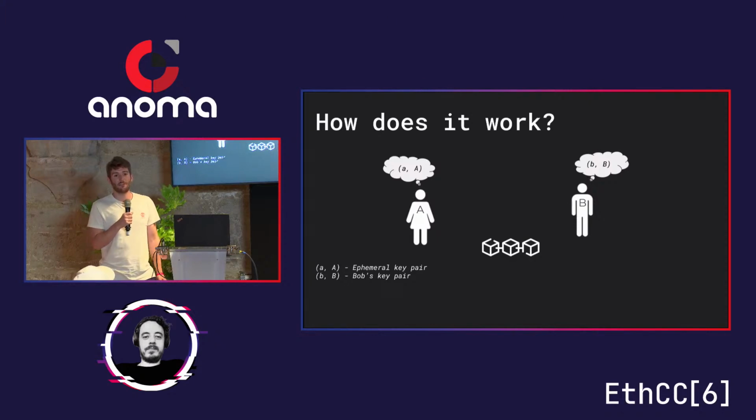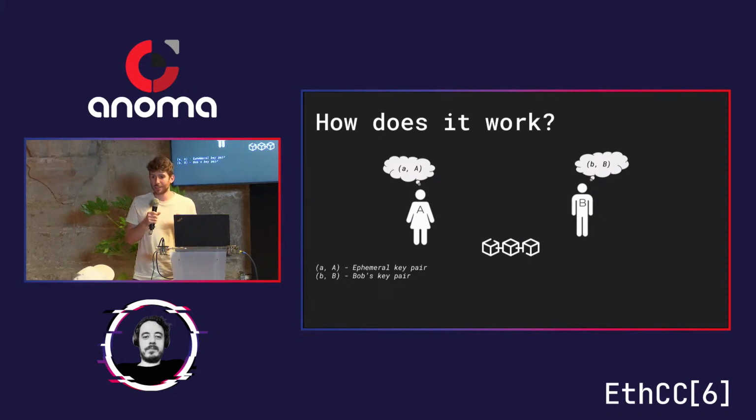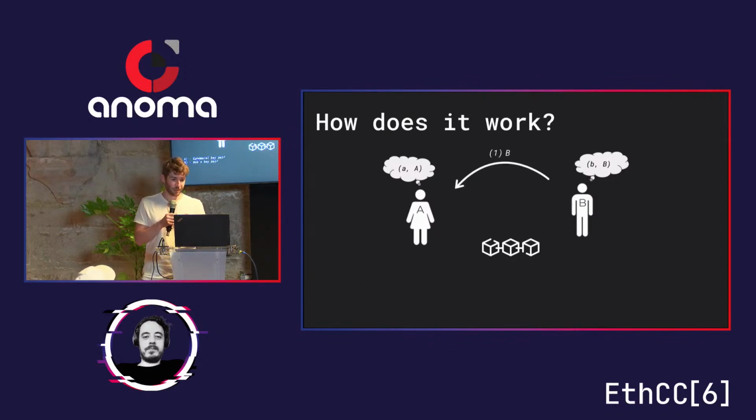And Alice has an ephemeral key pair. This is important. Alice's key pair is just randomly generated and is not her real key pair. So Bob uses his own key pair and Alice just randomly generates a new key pair. So the first step for Alice to generate a stealth address for Bob is to get Bob's public key.